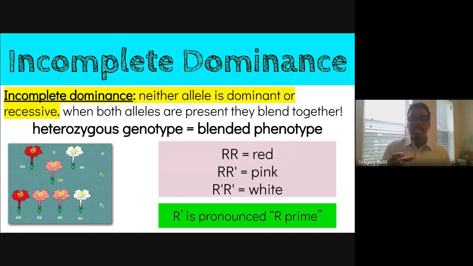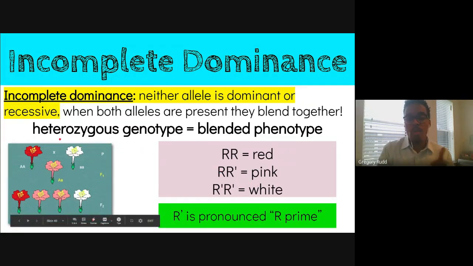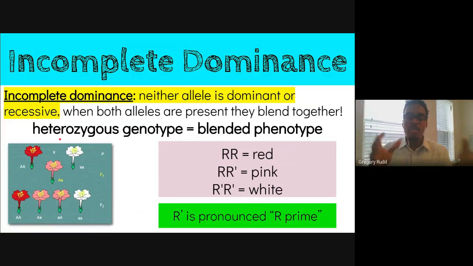If I've got homozygous dominant, then it's going to obviously express the dominant trait. If I've got homozygous recessive, then it's going to obviously express the recessive trait. What we want to be most interested in to differentiate between these types of inheritance is the heterozygous genotype. What happens when I have one dominant allele and one recessive allele? That will determine what kind of inheritance I'm talking about.